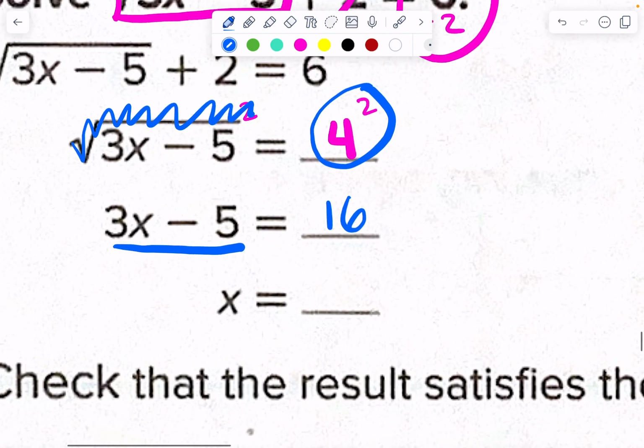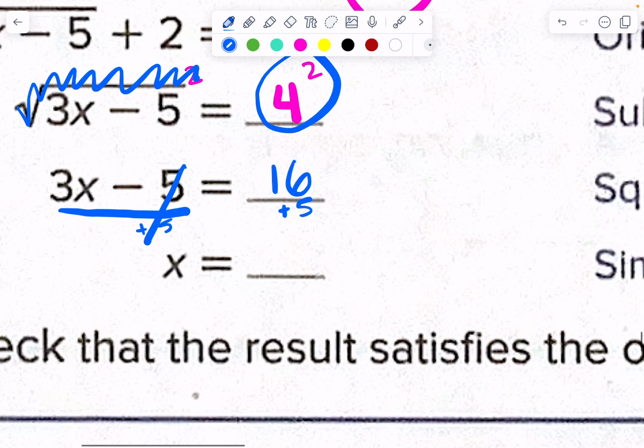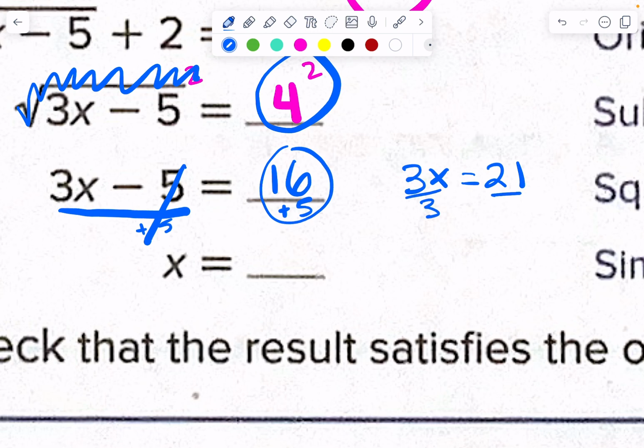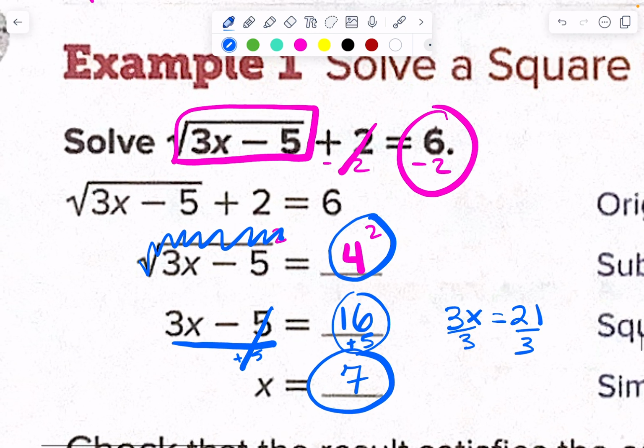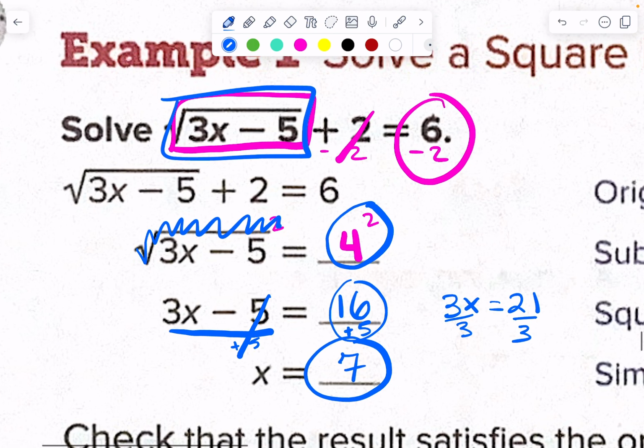And then I just do my basic algebra from there. So I'm going to add the 5. That gets rid of him, plus 5. So they're missing a step here. 3x is equal to 16 and 5 is 21. And then I divide by 3, so x is 7. And that is what I get for an answer, okay? So again, those steps are get the radical isolated, then get rid of the square root by squaring, right? And then just do the algebra from there, okay?